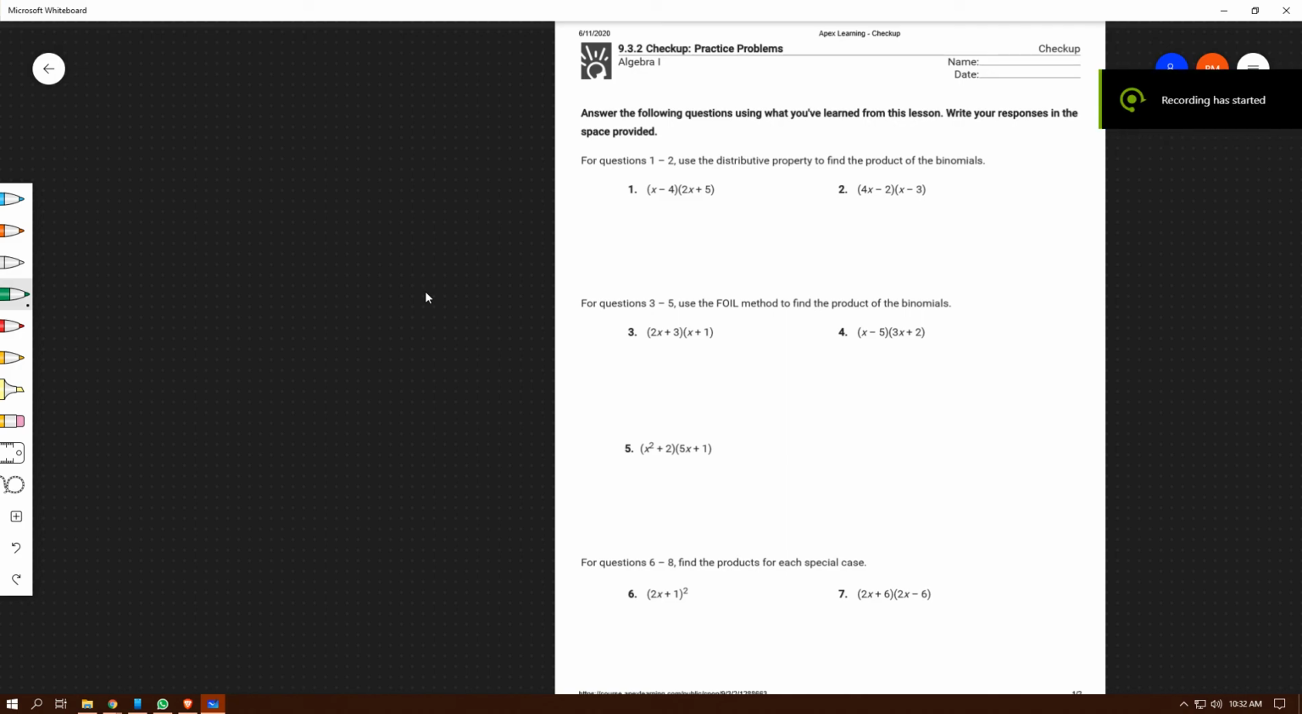All right, we're doing 9.3.3 Algebra 1, multiplying binomials, okay? So I'm going to have the first 7 questions. I'm probably not going to do all 7, but what I am going to do for all of these problems, I'm going to do it 2 different ways. There is a FOIL method, and then there's a box method.